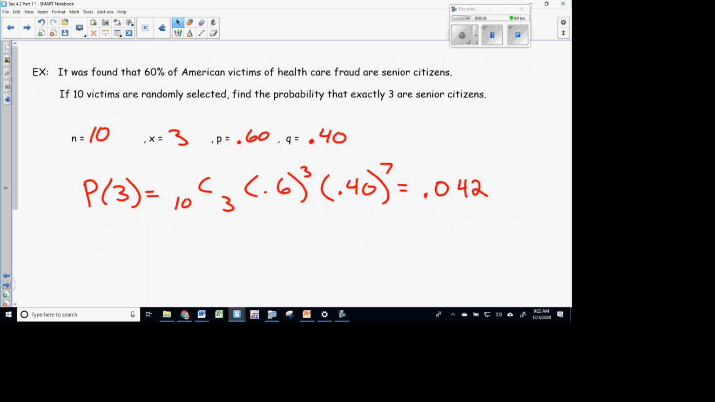Try that one in your chart. First off, here my n is 10. So what's the first thing you have to do in your chart? Flip to the other page. Your p is 0.6.